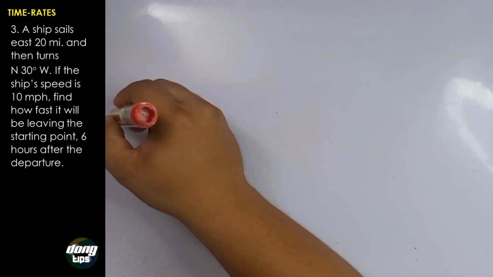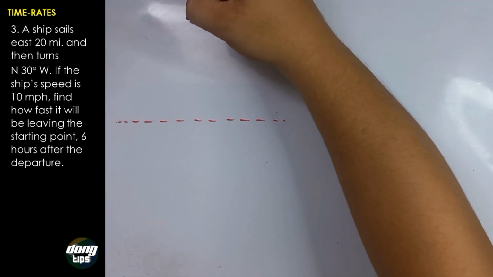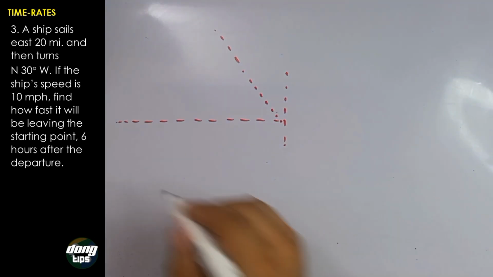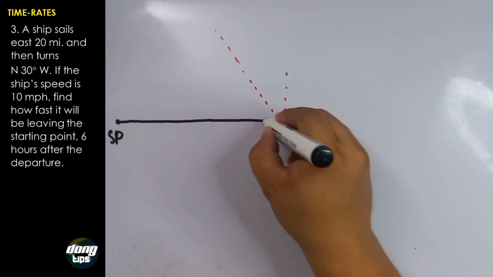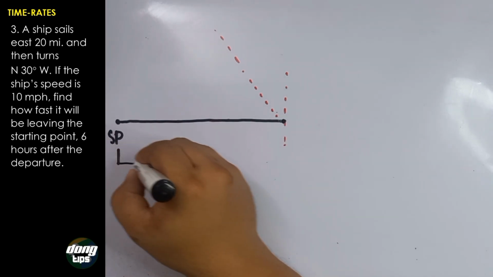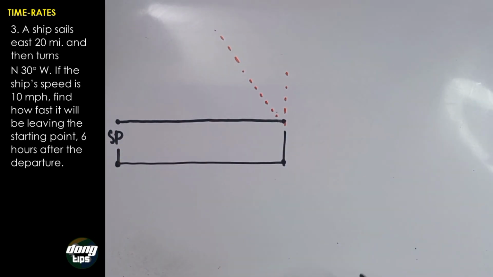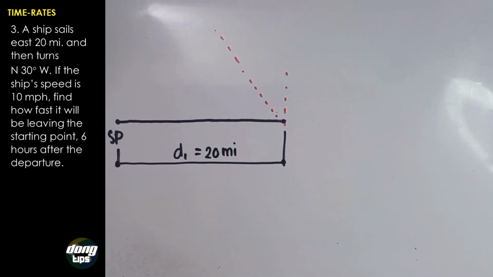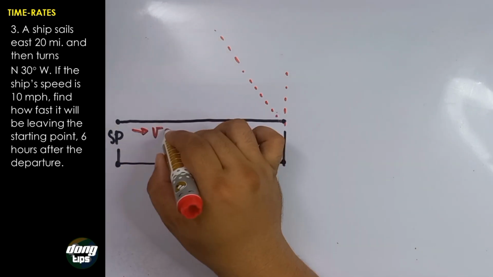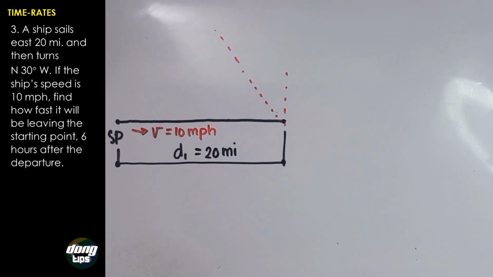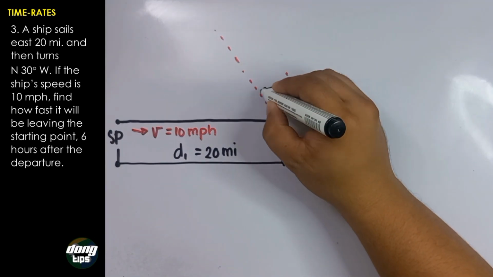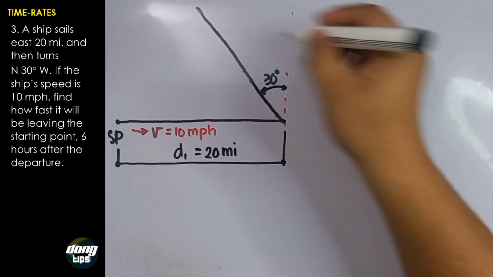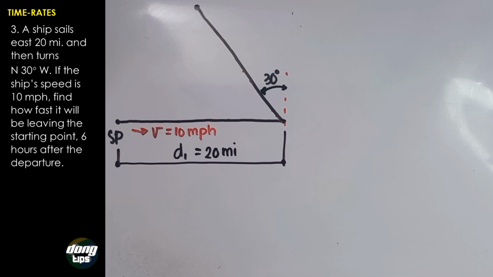Problem number 3. A ship sails east 20 miles, and then turns north 30 degrees west. If the ship's speed is 10 miles per hour, find how fast it will be leaving the starting point, 6 hours after the departure. First, it travels east with a distance, d1, of 20 miles, with the velocity of 10 miles per hour. And then turns north 30 degrees west. And this will be d2.